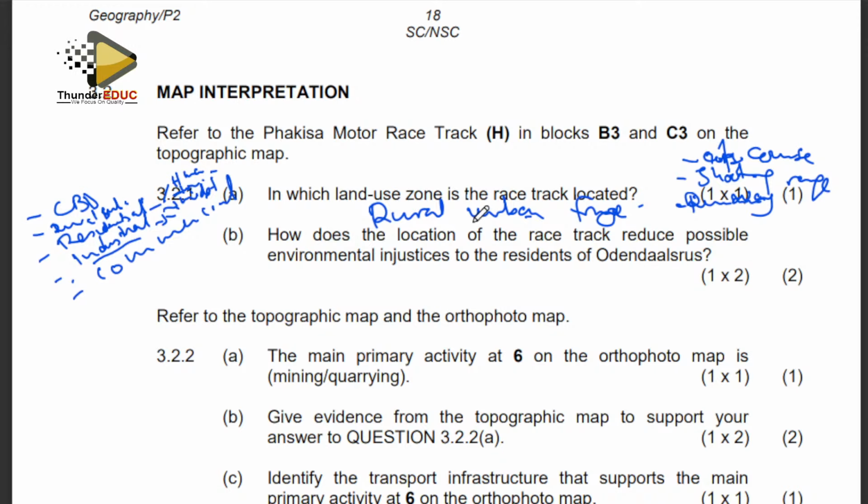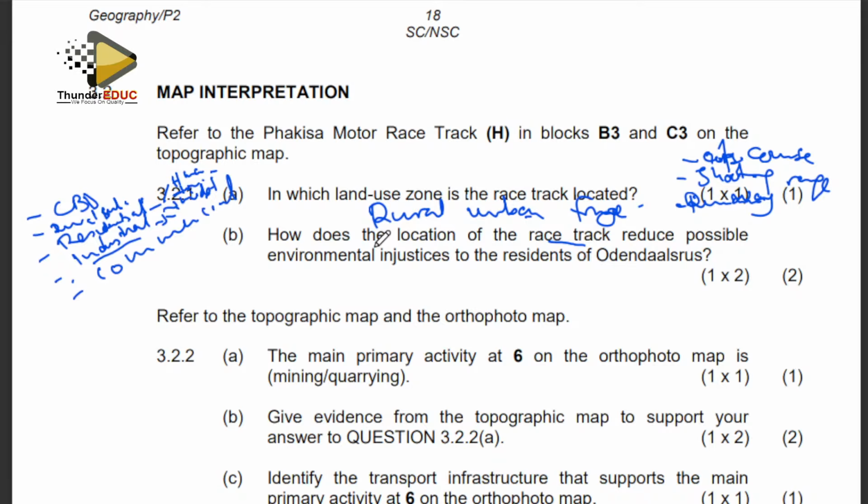How does the location of the racetrack reduce the possibility of environmental injustice for the residents of this area? How does the location of the racetrack reduce the possibility of environmental injustice? Like, we're looking at the racetrack, how could it be reducing the environmental injustices?